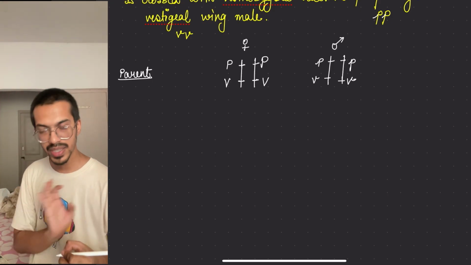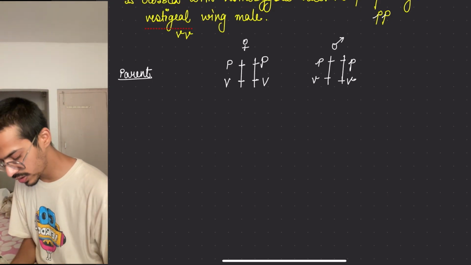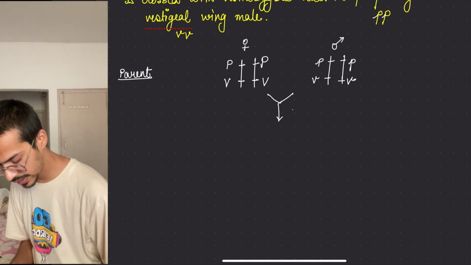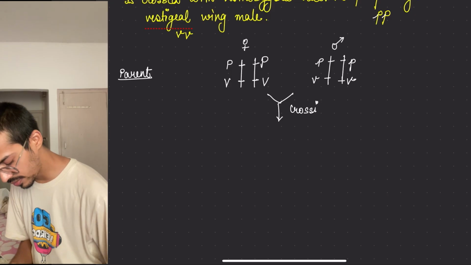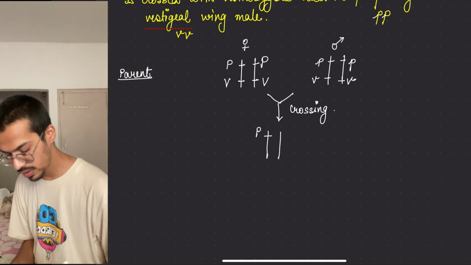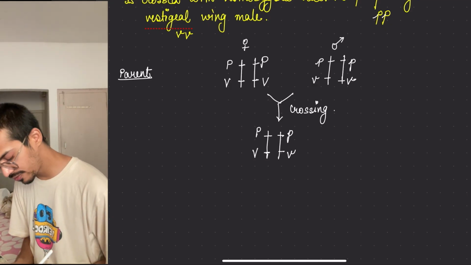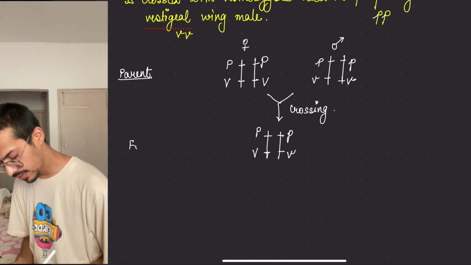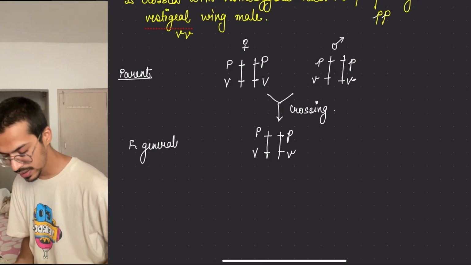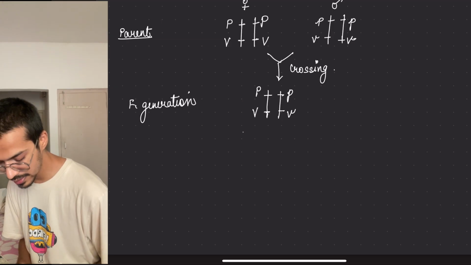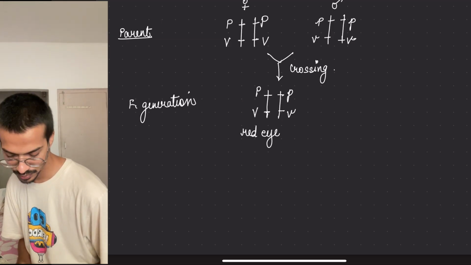When they make the gametes, of course, everyone will form the same gametes. So in the progeny, I'm not making the gametes this time. The progeny would be one capital on both, and the other small. This leads to the F1 generation. The F1 generation will show you all of them are red eye and normal wings.